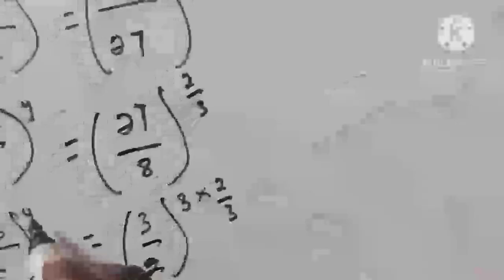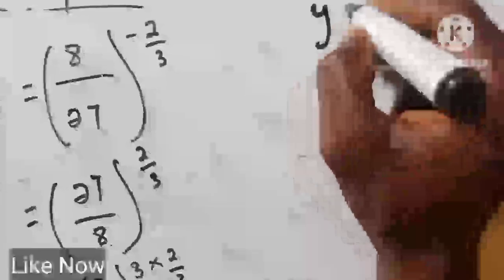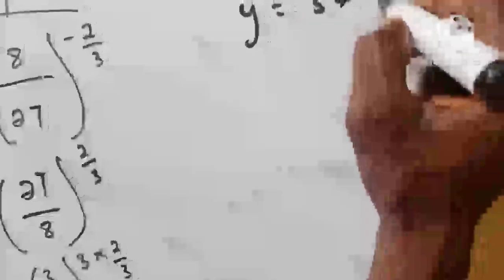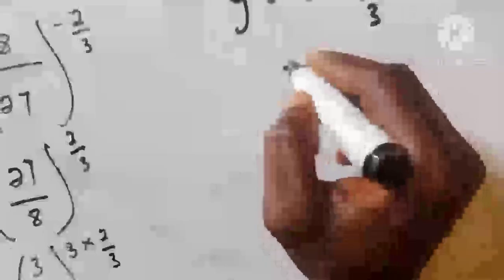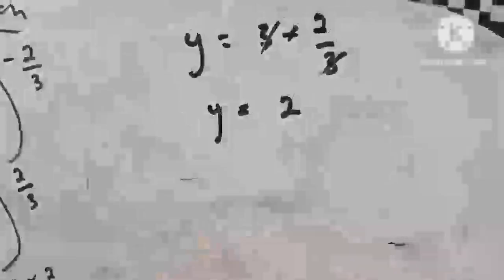So at this point we can just equate these. We equate y to this guy here, so y is equal to 3 multiplied by 2 on 3. Can I say that this cancels out? These two cancel out, right? So we have y equal to 2.